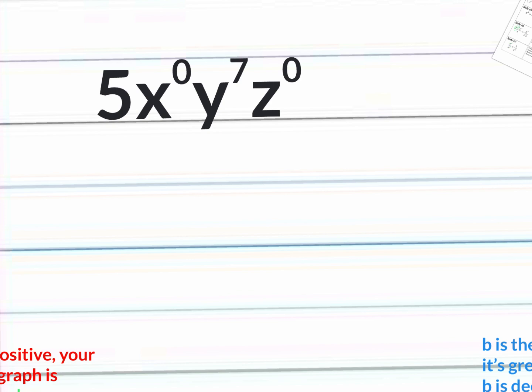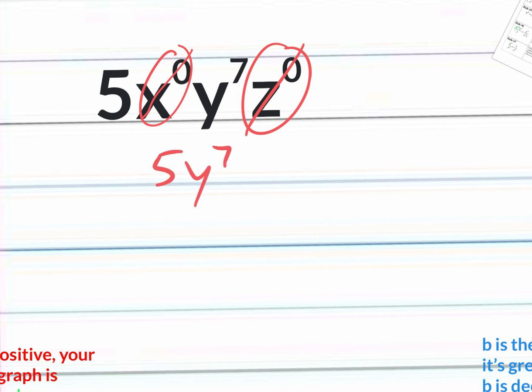That becomes 1. So imagine if this x to the 0 became 1, it would say 5 times 1, and it would still be 5. So that's why I could just put a line through it. This z to the 0 cancels out. It's like if it became 1. Imagine it saying 5 times 1 times y to the 7th times 1. What's your answer going to be? 5y to the 7th. That's right, and that's your answer.